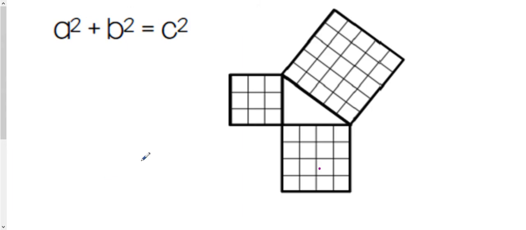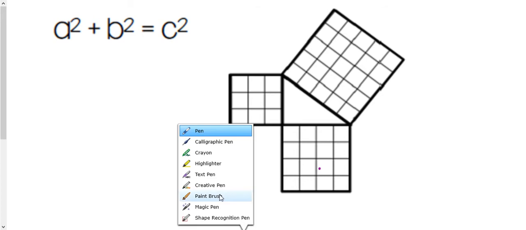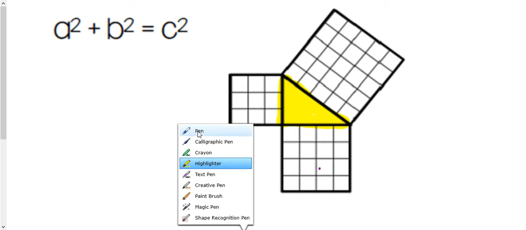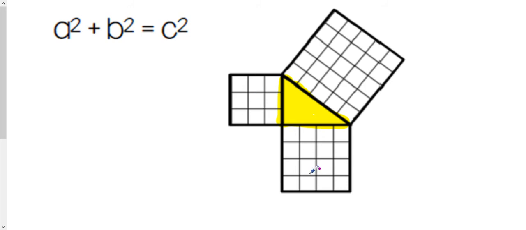So here's the Pythagorean theorem. A squared plus B squared is C squared. So here's our right triangle in the middle here. And we can see how long each side is because we have these little squares here. So here we have a leg, right, because this is the right angle. And this side is 3 units long. So let's just call that side A. Remember, we use A or B for the legs, so this is 3 units long.